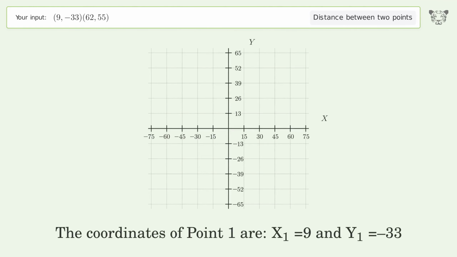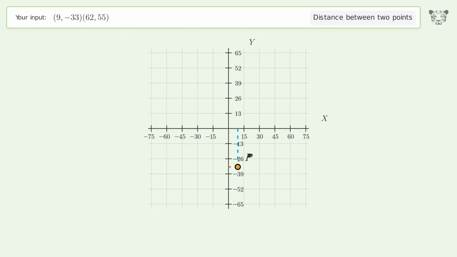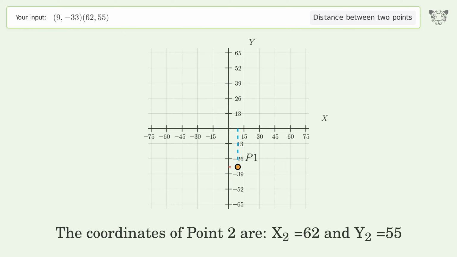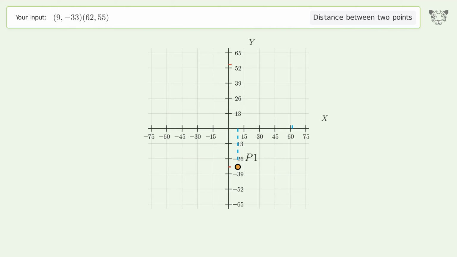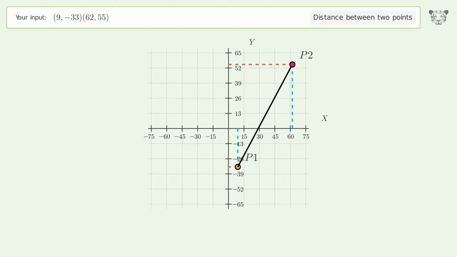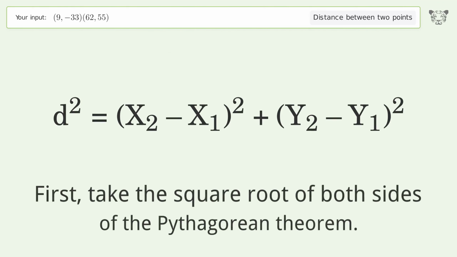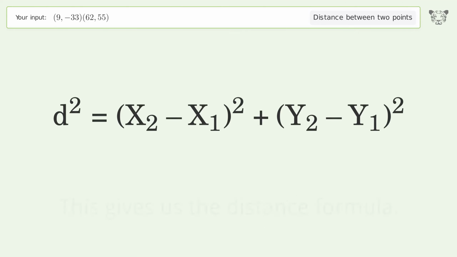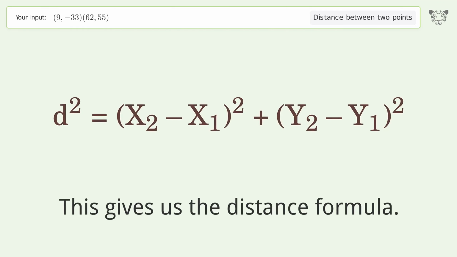The coordinates of point 1 are x1 equals 9 and y1 equals negative 33. The coordinates of point 2 are x2 equals 62 and y2 equals 55. D is the distance between the 2 points. First, take the square root of both sides of the Pythagorean theorem. This gives us the distance formula.